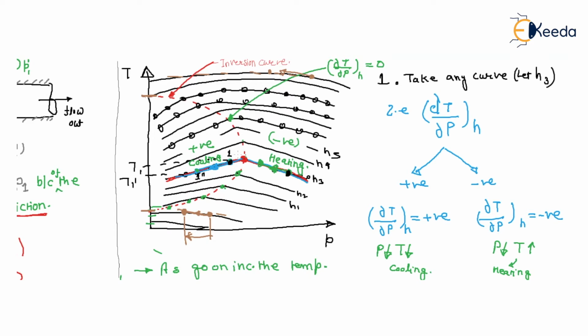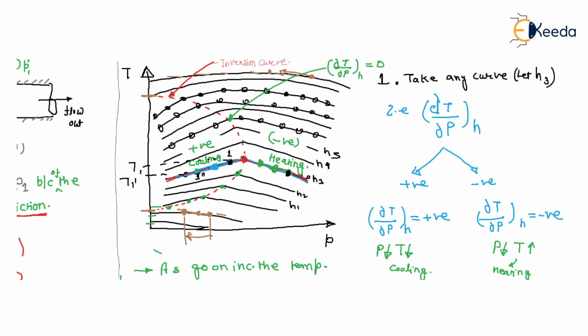So 3 points must be remembered about the inversion curve. So what is the inversion curve? The inversion curve is a locus of points at which the slope of temperature versus pressure at a given enthalpy is zero. Number first.